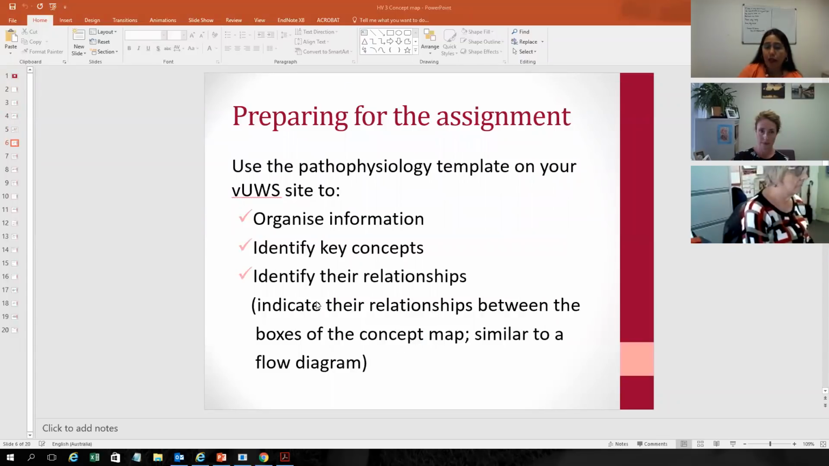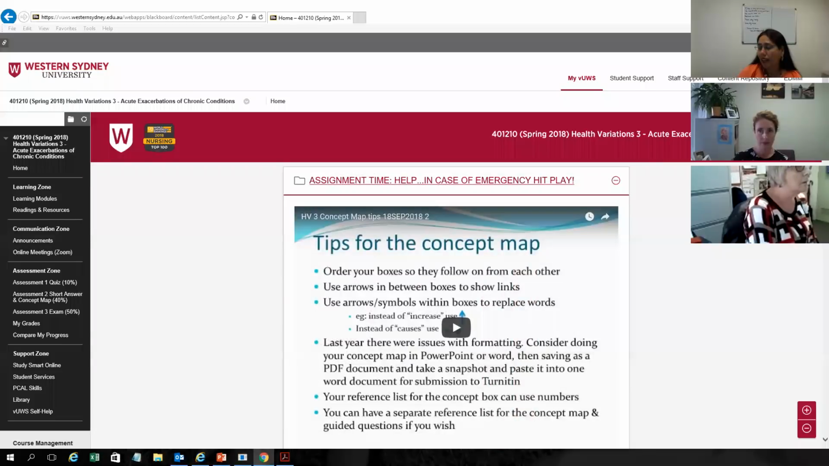Now, in order to prepare for your assessment, the first thing you need to do is use the pathophysiology template, which is on your view site. In just a moment, I'll direct you to your view site. On this template, you need to first research acute severe asthma, collate information and put it down on this template. So let's take a look at the template. Lauren, are you able to view the view site as yet?